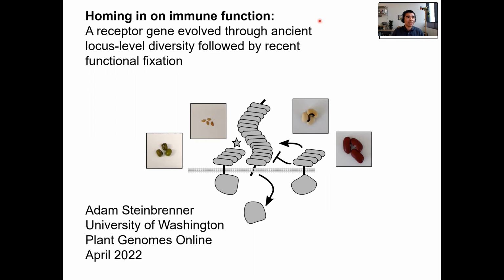And I'll be telling you about my lab's work on using plant genomes to home in on plant immune functions, specifically how a single immune receptor gene has evolved across 50 million years of legume evolution. We know that plant immune receptors are among the most rapidly evolving parts of the plant genome, but I'll be telling you a little bit of a twist on that story today, whereby we talk about a process by which a plant immune receptor acquires fixation in both its genomic stability and its recognition functions over evolutionary time.